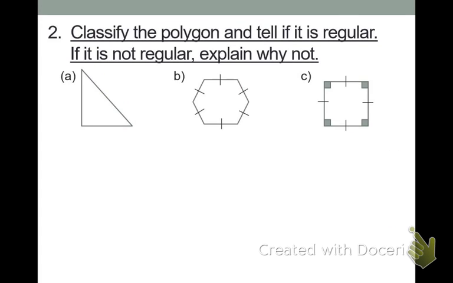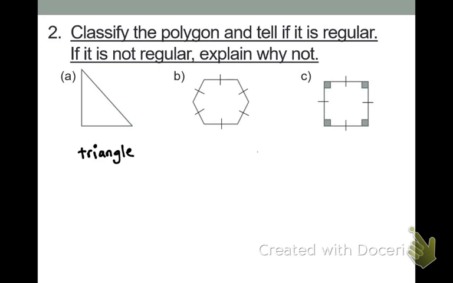All right, number 2 says to classify the polygon and tell if it's regular. If it's not regular, explain to me why it is not regular. So let's look at the first one. Is this a polygon? Yes, it has 3 sides, so it is a polygon. What kind of a polygon is it? Triangle. It's a triangle because anything with 3 sides is always going to be a triangle.